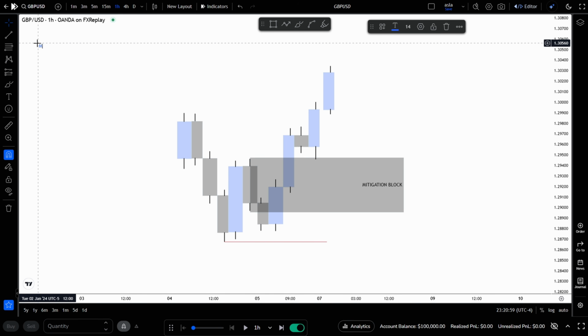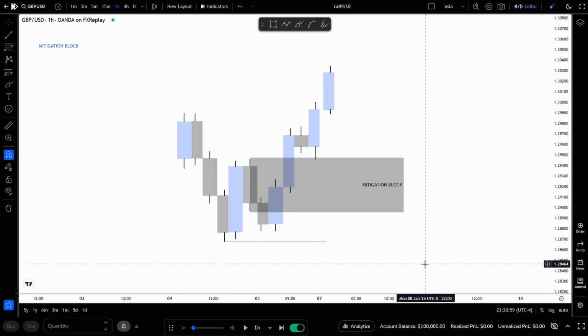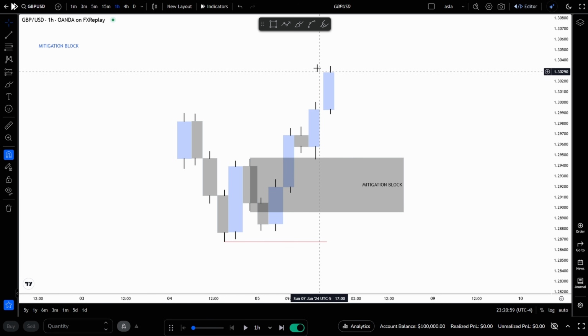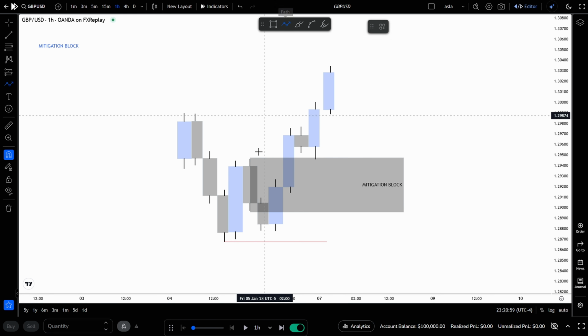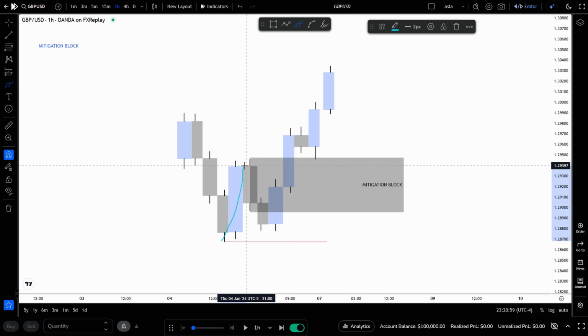Here we are in the PDF, and this diagram shows what a mitigation block looks like within a smart money reversal. Now, the first question is, how does this differ from a breaker block? You can see that with a mitigation block, price forms a low, then a high, then a higher low, and then eventually a higher high.